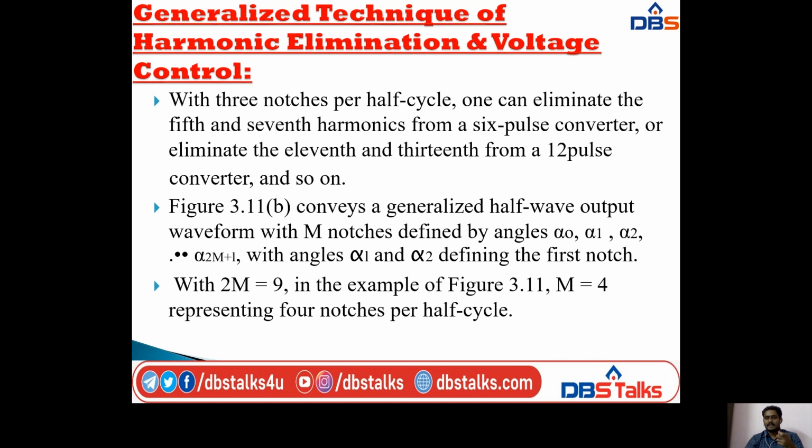Okay, so here I am taking 2m. So that is 2m is equal to 9. So if we take m is equal to 4, that means 2 into 4, that is equal to 8. Okay, so that represents 4 notches per half cycle. m is equal to 4 means that representing 4 notches per half cycle. If we take 5 notches per half cycle, and 6, it represents 6 notches per half cycle. Like that we will have.